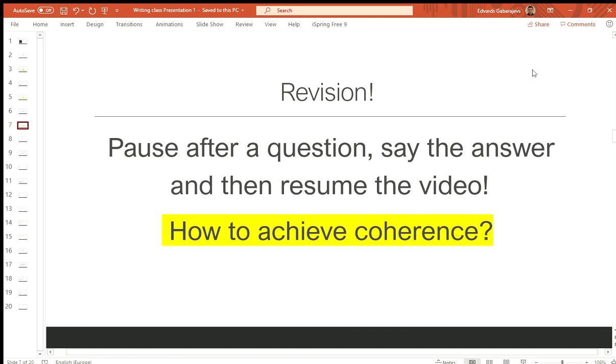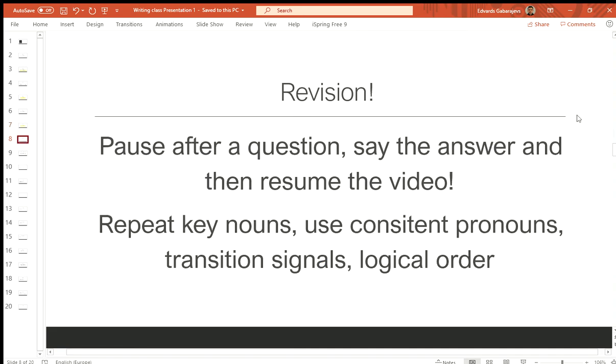Another one, how to achieve coherence. 4 major ways. Repeat key nouns, use consistent pronouns, transition signals, logical order. You were right. So as you remember, we can repeat key nouns to keep our text coherent. We had an example with this very first paragraph we looked at about gold, which had this technique.